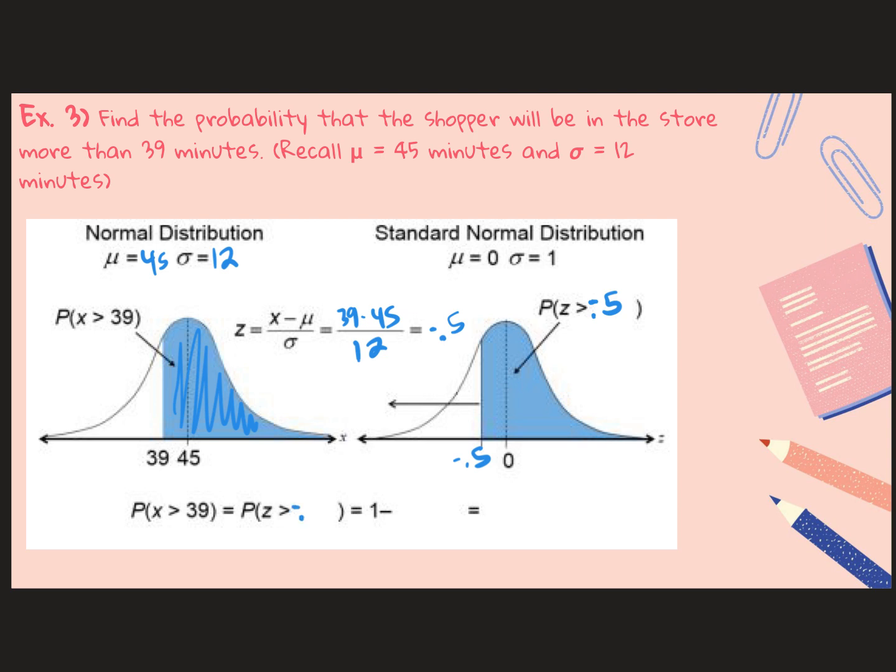So when we work that out, we're going to do 1 minus the area we find on the table. The area we will find on the table should be 0.30584. 1 minus that will give us 0.69146, or 69.15%.